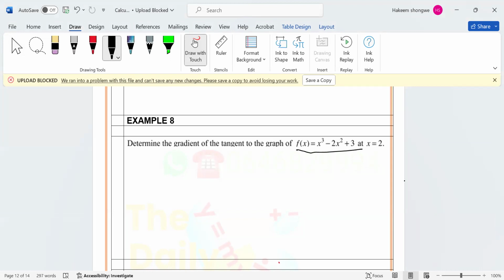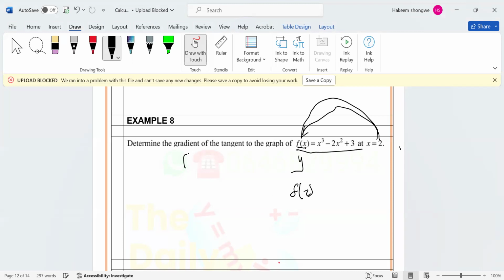If we take f of x and substitute it here, we are not going to get a gradient. What are we going to get if we take 2 and substitute it here? What we are going to get is the y value. So if you say f of 2, the answer that you're going to get is not m, it's y. So you can write it in coordinate form.